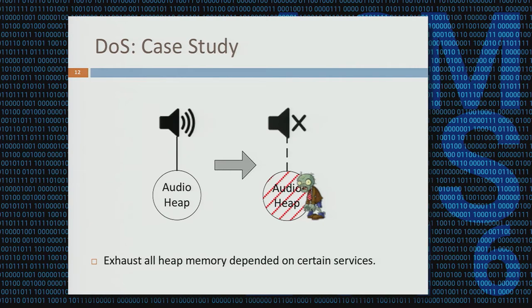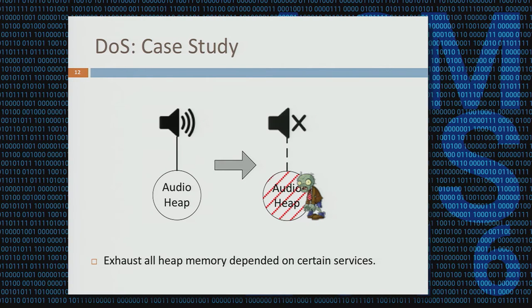This can cause problems. For example, on many devices, the system audio service will depend on an ION heap named audio heap. The thing is, if an attacker occupies all the available memory of the audio heap, then the system audio service will stop working, and your device will be unable to play any sound, including a ringtone. So possibly you can miss a very important phone call from your boss, from your girlfriend or boyfriend, who knows. So this is the problem.